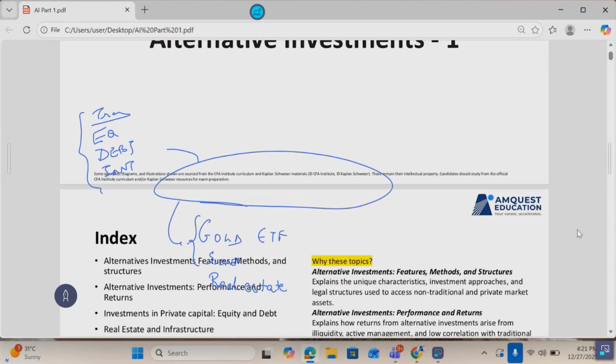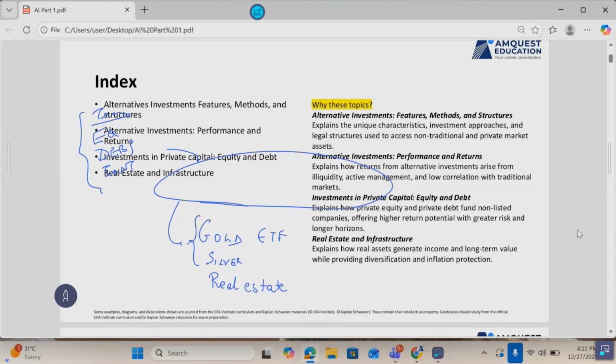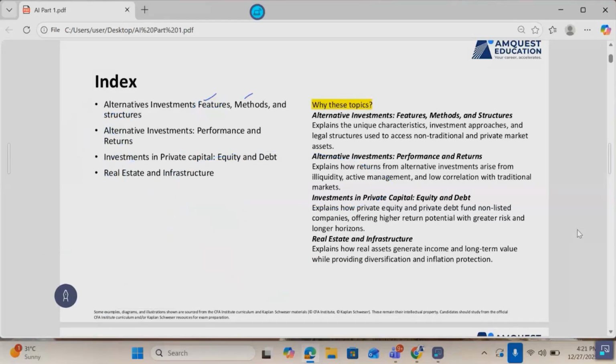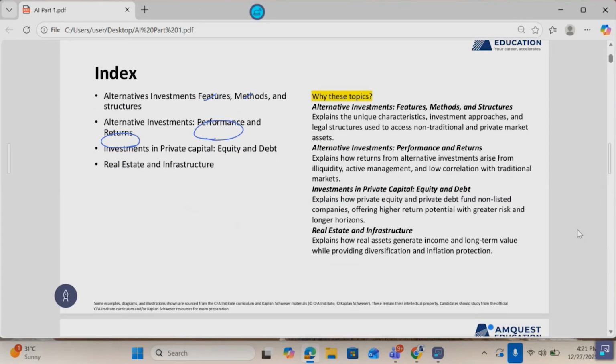So quickly look at the index. What we're looking to cover is alternative investment features. You need to make sure you understand the features of alternative investments and the methods. A very important part of this is the only practical part of this topic. We have to understand how to compute the percentage returns of the portfolio using alternative investments, because it is very different from traditional investments. The way you compute your ROE or ROC, ROI, it's a different formula. So learn this practical part.